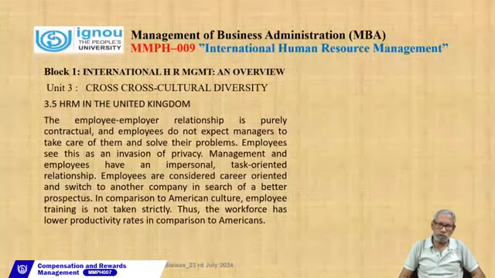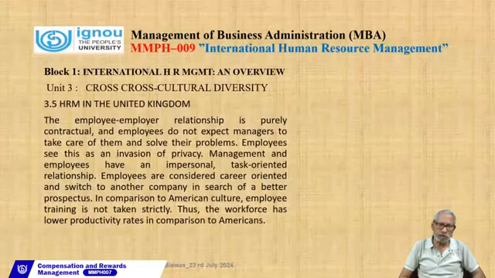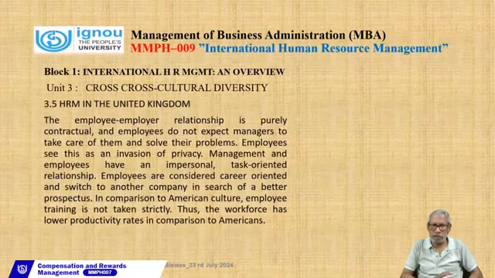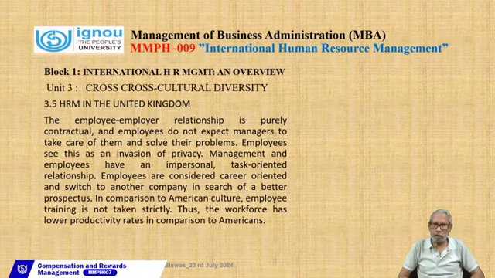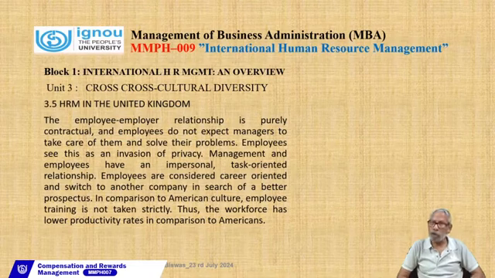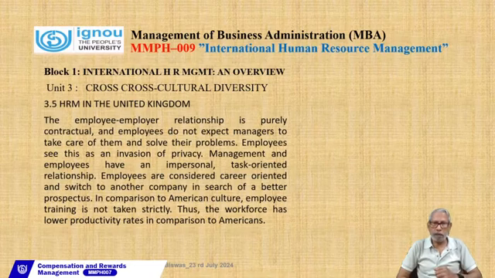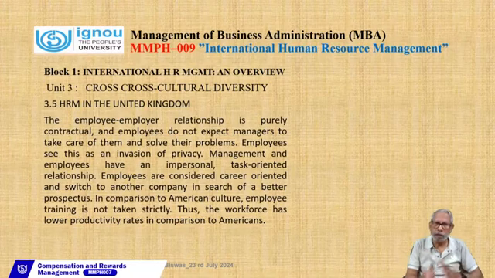In comparison to American culture, employee training is not taken seriously. So what is the basic difference between the US and the UK? Here we are observing that training is not a matter for the companies, whereas in American culture, training is very important. Thus, the workforce has lower productivity rates in comparison to Americans. Even though the UK is ranking second in the 1991 scorecard, with America first and Japan third, as we said in the earlier slides, still the workforce has lower productivity compared to America.